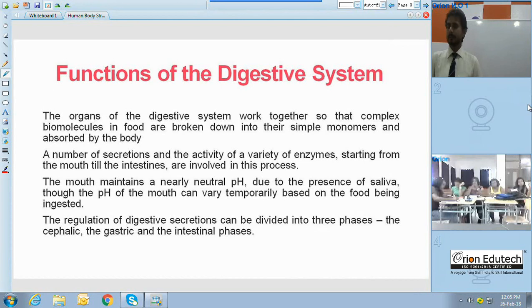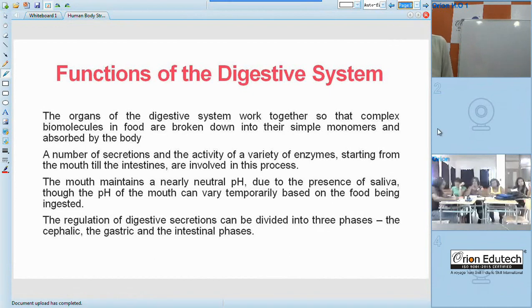Is that clear? Are you writing this? Yes, you are writing. Okay. So these are the main functions of the digestive system. Excuse sir.